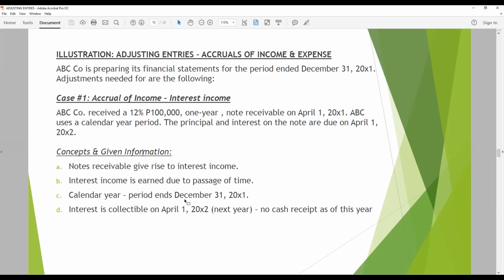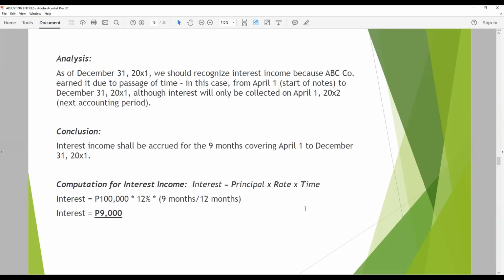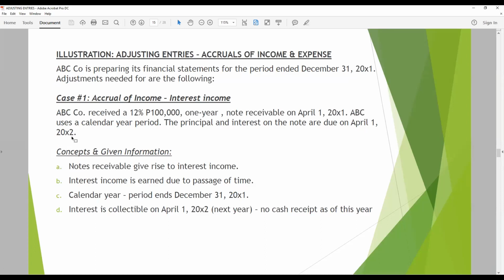Calendar year period ends December 31, and interest is collectible on April 1, 2022 next year. So, ito yung mga given information nyo. Next year pa, the principal and interest on the note are due next year. So, there is no cash receipt as of December 31. But you have the right to record income already for the interest, right? So, you have to accrue for such interest at the end of the year, which is December 31. So what is your adjusting entry?